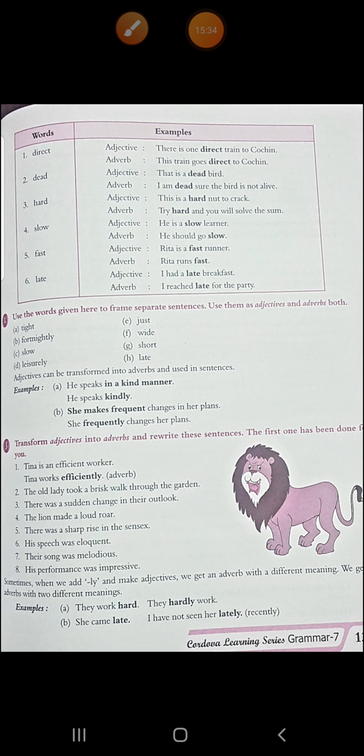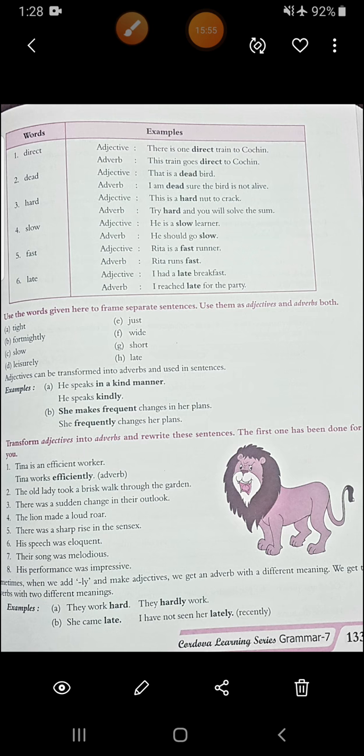Then C is slow. You are not a slow learner. Adjective. Drive slow, the road sign read. It is adverb. D, leisurely. We are going for a leisurely walk. And as adverb, they strolled leisurely along the beach. E is just. The king was just and kind. Then this is just what I wanted.